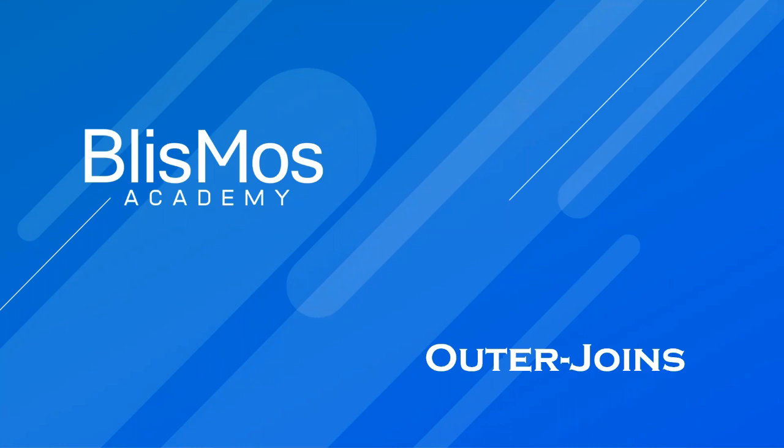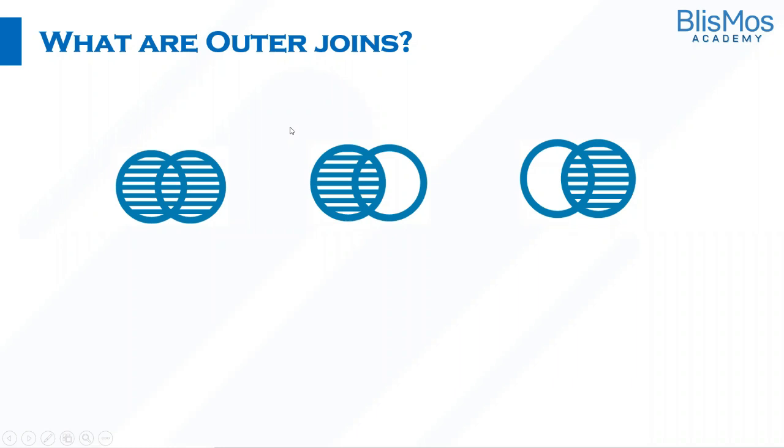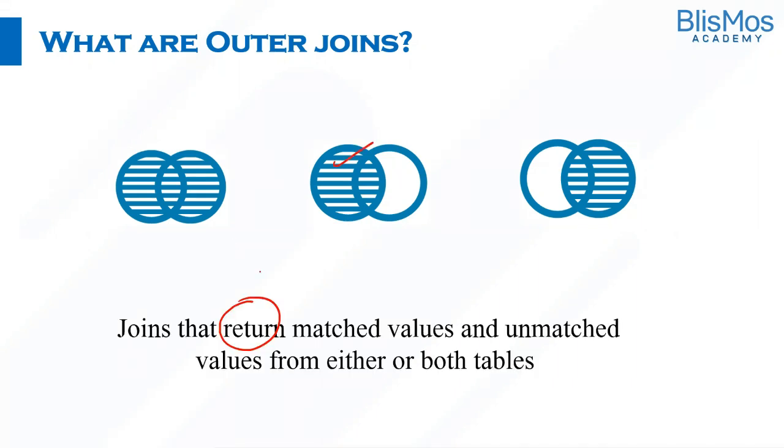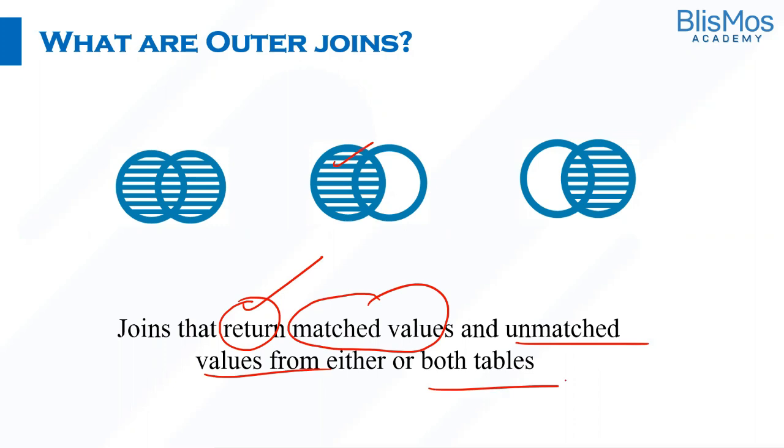As a part of this video, we'll understand what are outer joins. So what are outer joins? What is your thought about outer joins? Outer joins are the type of joins that return matched values and unmatched values from both the tables. We'll understand them in detail by looking at the type of outer joins.